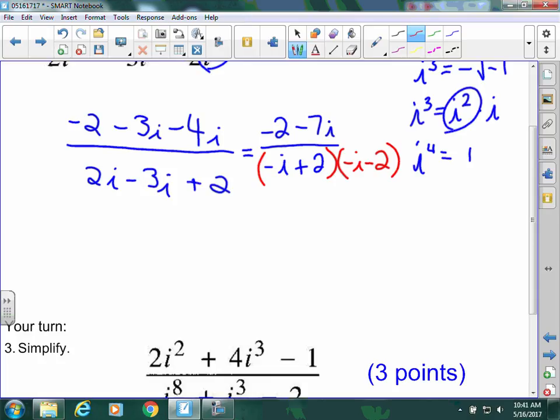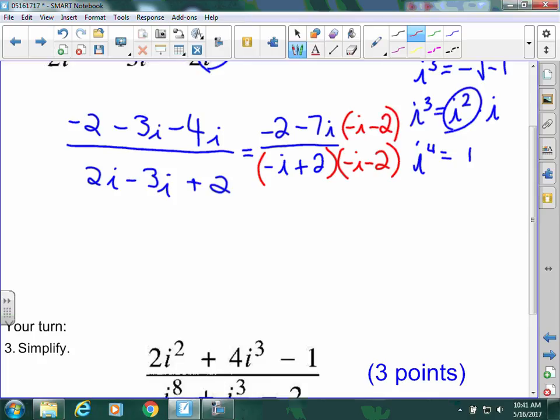So we don't want this I. So if we do this, I squared is going to go away to a negative 1. And then I won't have a middle term, so I don't have to worry about I. So I did the same thing, negative I, only this time it's negative 2 instead of positive 2. If I did that to the bottom, I have to do the exact same thing to the top. Negative I, negative 2 to the top as well.